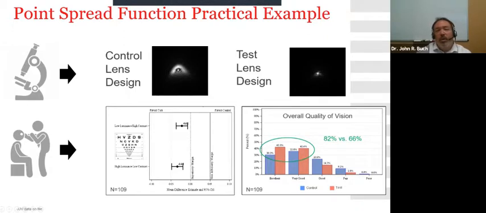So we let them wear the lenses for a couple of weeks, and when they came back, they reported that for the test lens with a smaller point spread function, 82% of them said their vision was either excellent or very good. When you compare this to the control lens that had the larger point spread function, only 66% rated the lens as excellent or very good. So again, this illustrates that a seemingly small difference actually makes quite an impactful benefit to the patient, almost a 20% difference in subjective scores.